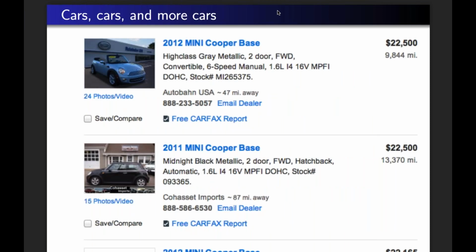So cars, and more cars, is what I might say here. If you've not looked at the cars.com website or seen some of their ads on TV, it's a website that lets you look for a particular model or type of car. So here I searched for used Mini Coopers, and I found that there was this one, at least a couple of years ago, for $22.5 thousand with about 10,000 miles on it. And there's a 2011 that's coming in, around the same price but with higher mileage.